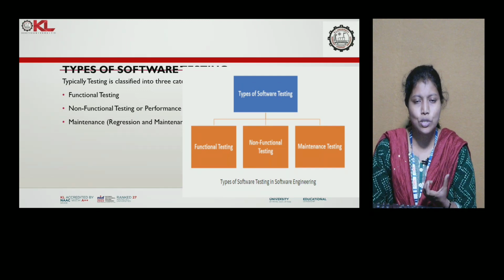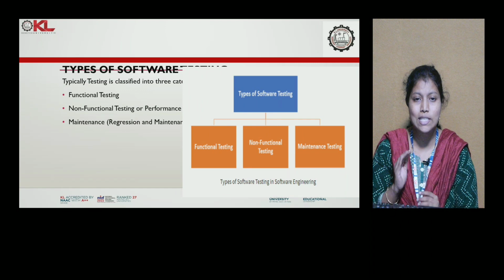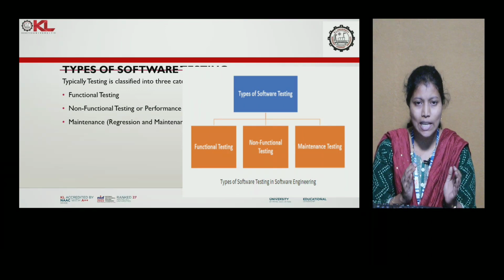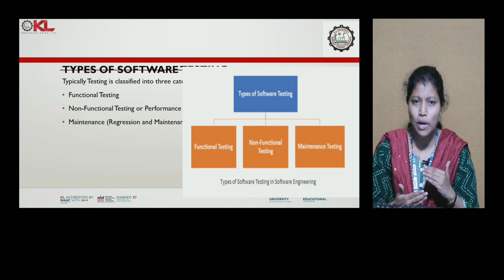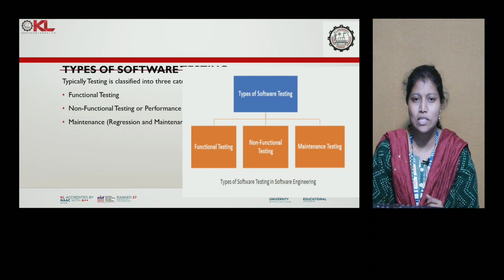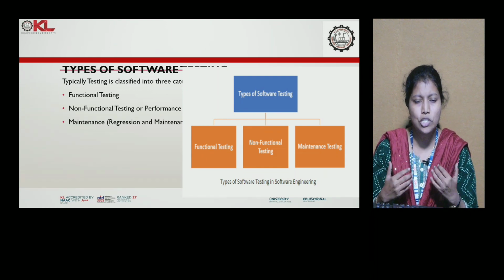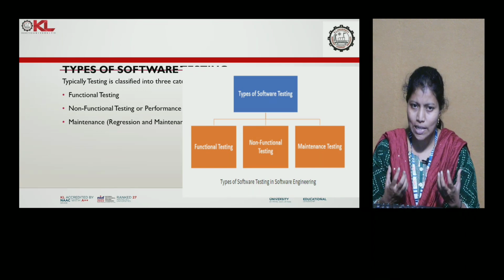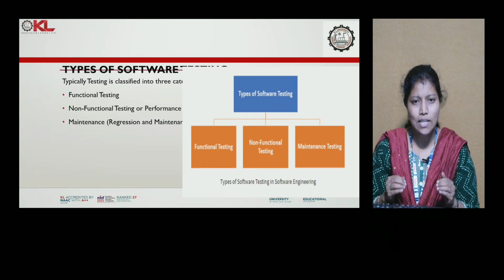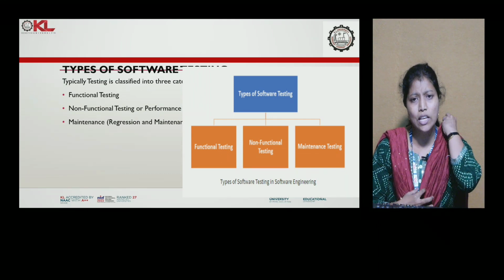Function testing means, suppose I am giving 2 comma 3, and the system is going to give 5 as the answer. That means if the system is giving exactly 5, it is taking the addition function and properly executing it, showing its work done. This is called functional testing. So in definition, we simply say that functional testing is a test case that takes the given inputs and executes according to the parameters you have given. That means it is just executing.